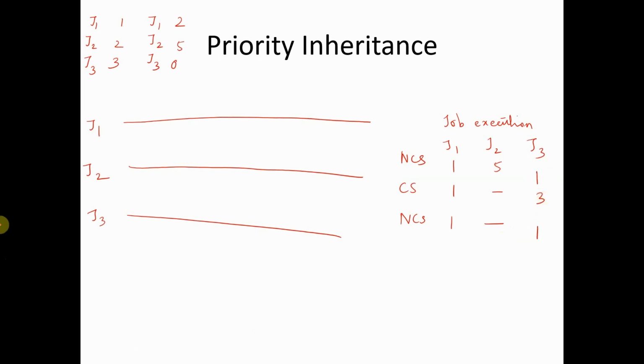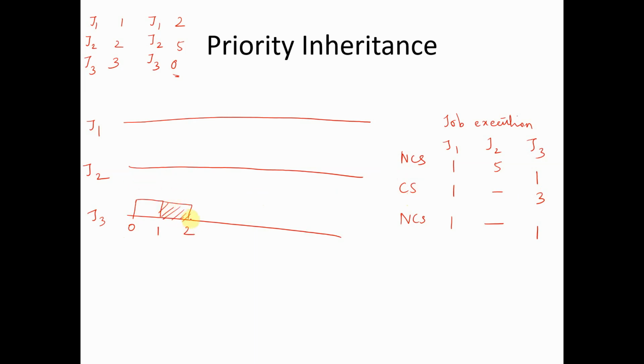Now, to start with, since J3 is at 0, just check that J3 needs 1 unit in the non-critical section, so from 0 to 1 it will execute the non-critical section. Still no job has arrived. J1 arrives at 2. So from 1 to 2, 1 unit of critical section of J3 will get executed. So J3 will execute in its critical section.